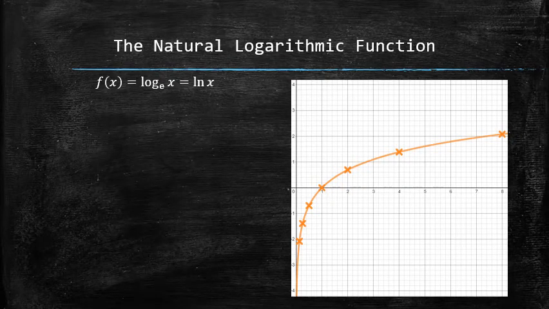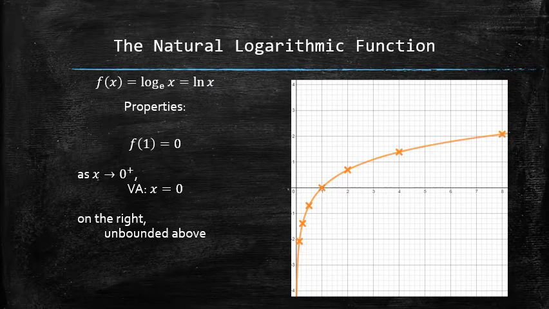Of course, the natural logarithmic function has the same properties as any other logarithmic function with the base greater than 1. That is, the x-intercept is always 1, on the left the graph approaches the y-axis, and on the right the graph goes up indefinitely.